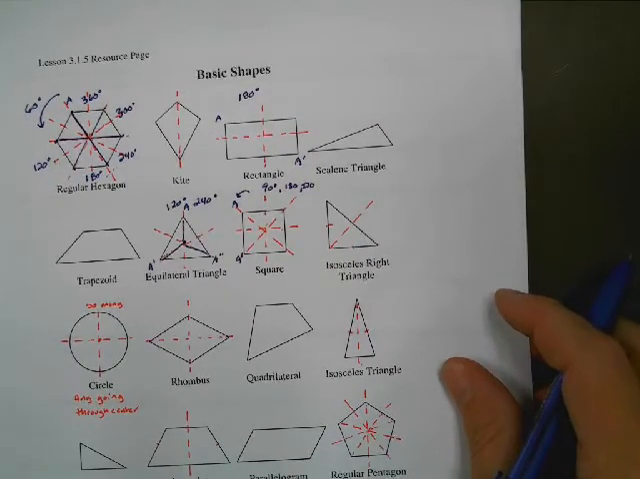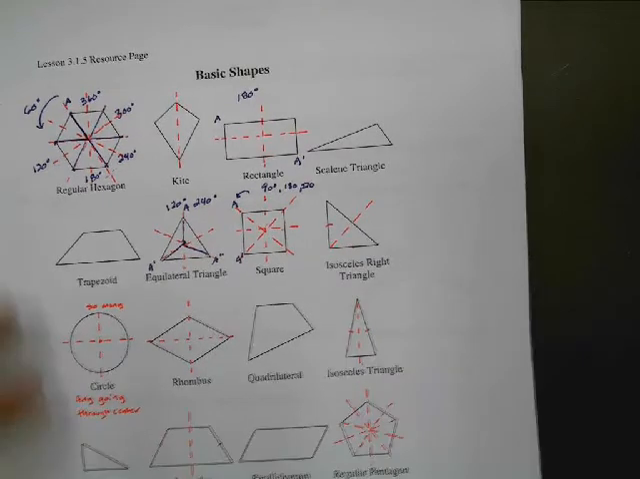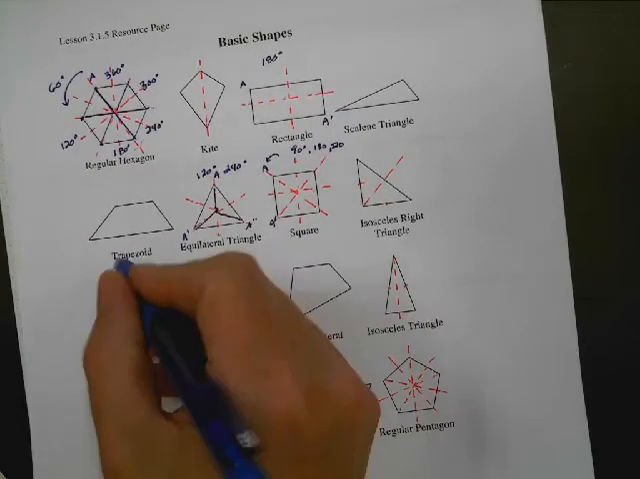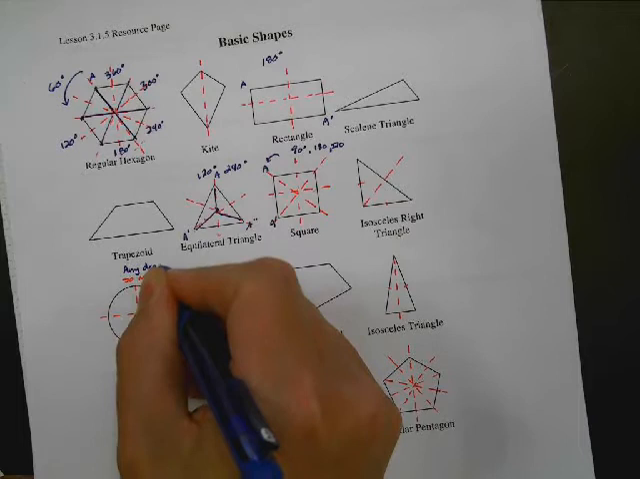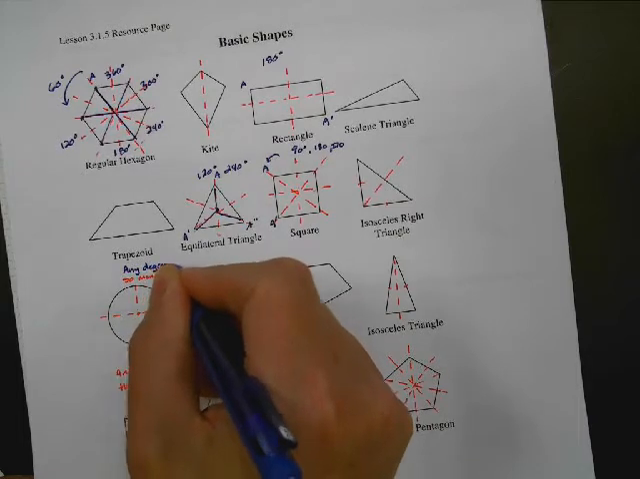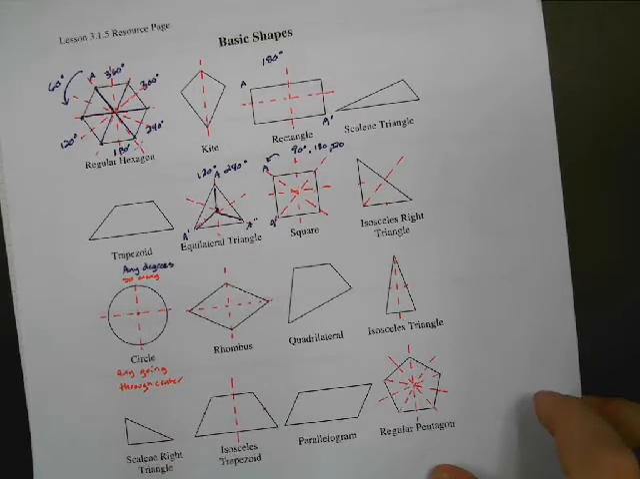The next shape that would work would be a circle. So I can spin a circle however I want. So any degrees. No matter how many degrees I spin that circle around the center, it's going to be the same. So we got that one.